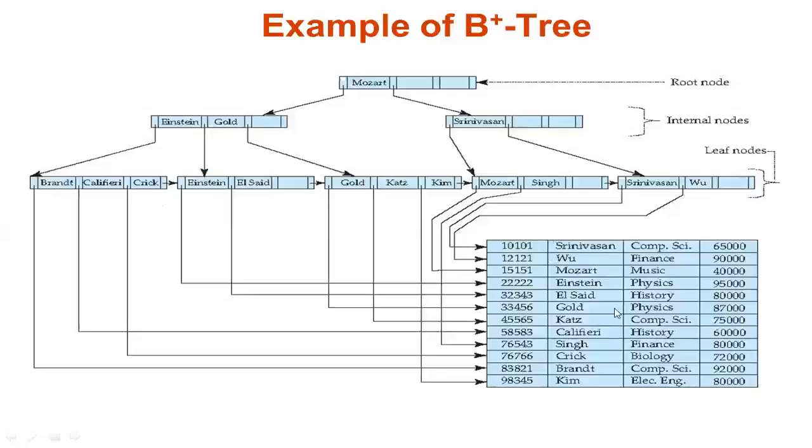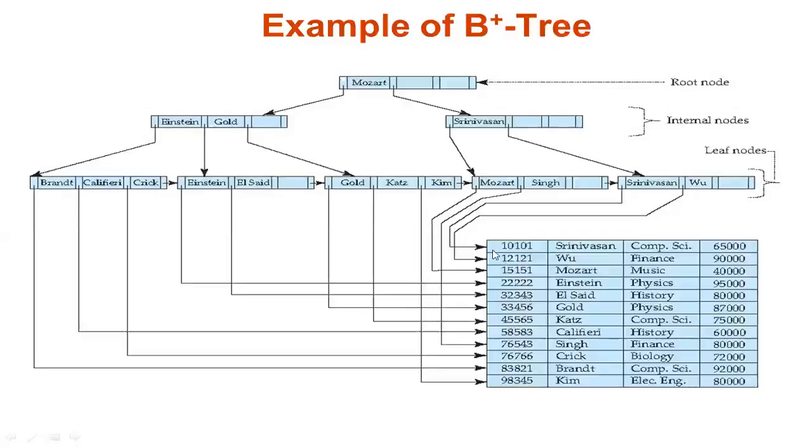This file has a set of records: this is one record, second record, third record, fourth record, and so on. You can see the records are arranged sequentially, that is 10101, 12121, 15151, and then 232. Based on this numerical value, the entire set of records is arranged.